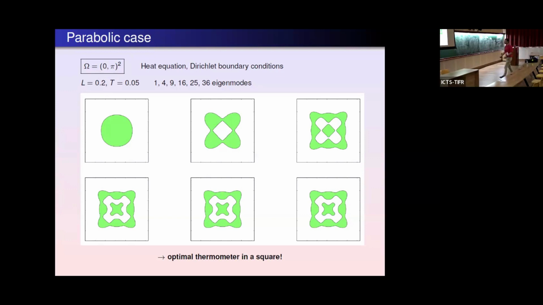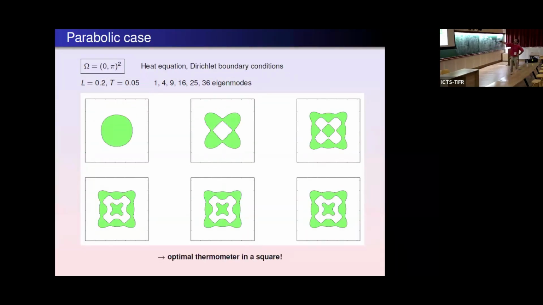It is the solution maximizing the randomized observability constant. So this is what we can call the optimal thermometer, which is maybe not that appropriate. Okay, I agree. But that's it.